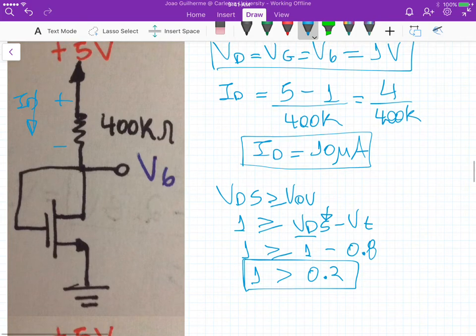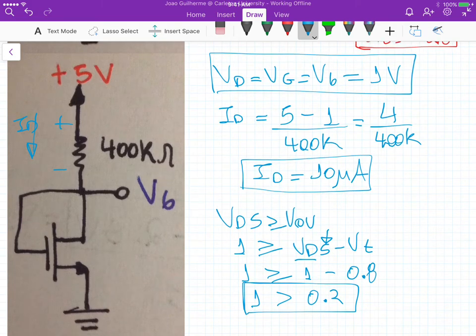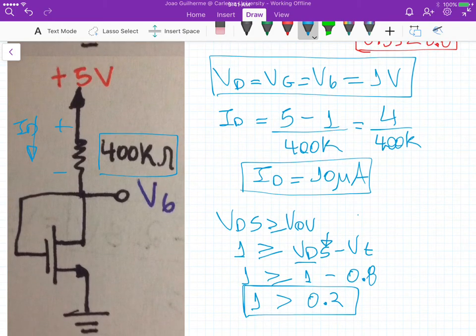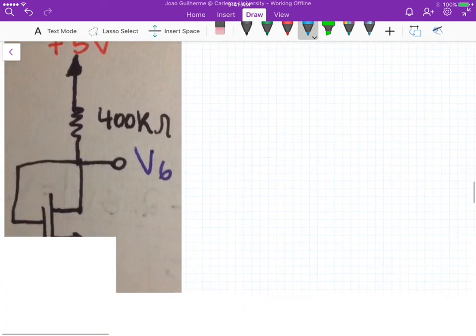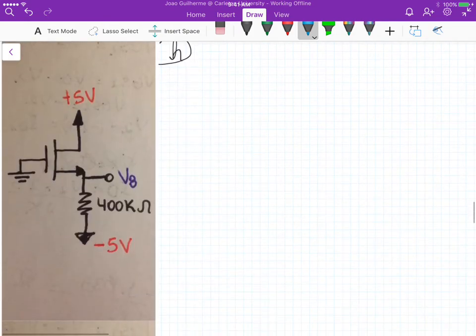Okay, so that's what we have for F. And if we look at G, it's just the same. Let me see. Yeah, it's the same thing, but we are changing the value of this resistor. The analysis is just the same, so you can use the same methodology that I just showed you. Now the last problem, H. We have this circuit here.